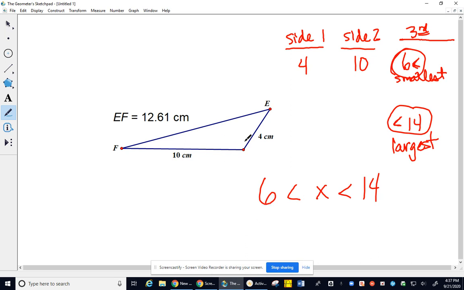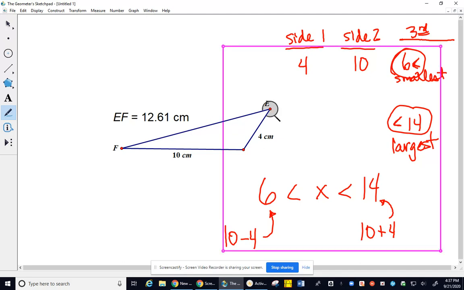So if we notice 4 and 10, what operation do we perform on 4 and 10 to get 6? Well, that's a subtraction problem. So if you want to find the smallest possible length, we're going to subtract those two values. And then for 10 and 4 to get 14, we add them. So if we add them together, that will give us the maximum value for the longest length. So anywhere between 6 and 14 is going to be fine for the length of this triangle.